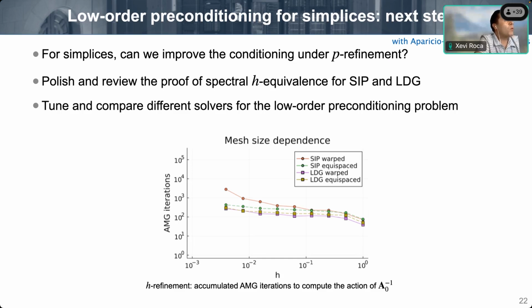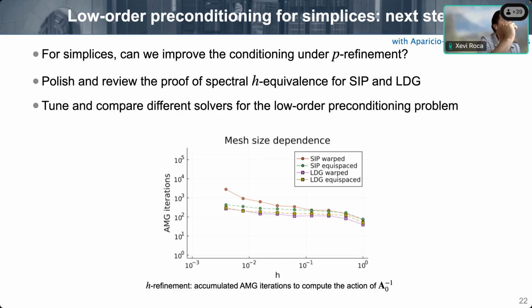And we were talking about the preconditioned conjugate gradients iterations, okay? But what's also important is how many iterations you need to compute the action of the inverse of the low-order matrix. We tried different preconditioners, and here you are seeing a plot for the accumulated iterations of algebraic multigrid. So in the x-axis, you have in logarithmic scale the mesh size. Again, when you go from the right to the left, you are refining the mesh.